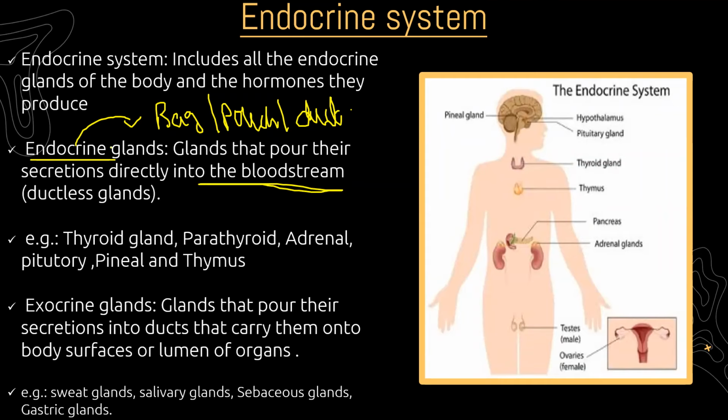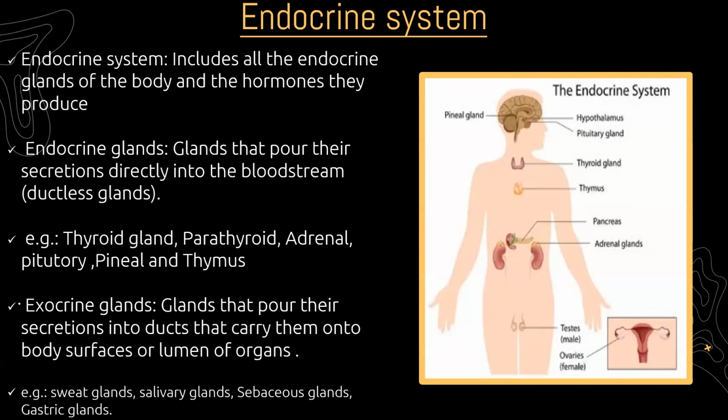Do not get confused with that. That is exactly what we call endocrine glands. If it synthesizes a hormone, it immediately releases it into the blood because it can't store it anywhere. Examples: you can take thyroid, parathyroid, adrenal, pituitary, pineal, thymus, all these. The moment they secrete something, immediately they release it into the bloodstream.